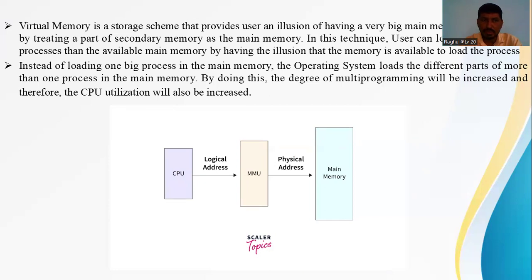Instead of loading one big process into the main memory, the operating system loads only parts of the process. By doing this, the degree of multiprogramming and CPU utilization also increase. In the image, we show the CPU, the memory management unit, and then the main memory. When the CPU starts the execution process toward the main memory, in between we have the logical address and the physical address, so it performs these two memory allocations for the CPU.